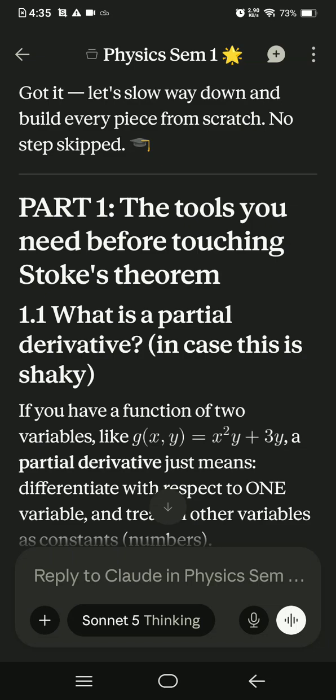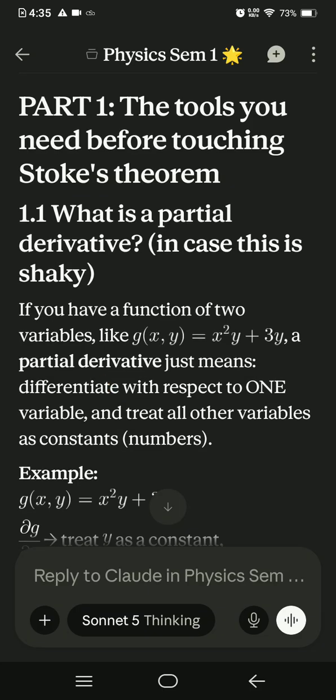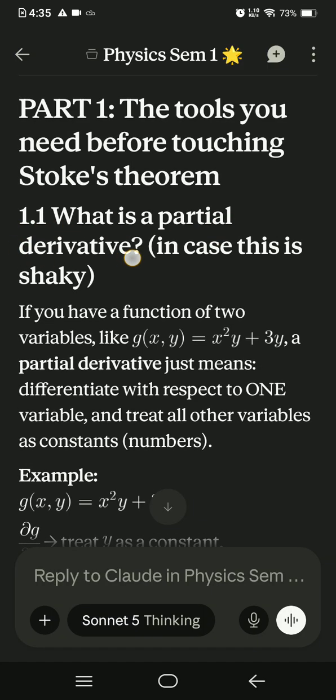So today's topic is Stoke's theorem, but before we start Stoke's theorem, we need some mathematical tools. So here are the tools. Let's revise them before touching the Stoke's theorem. So first is, what is partial derivative?